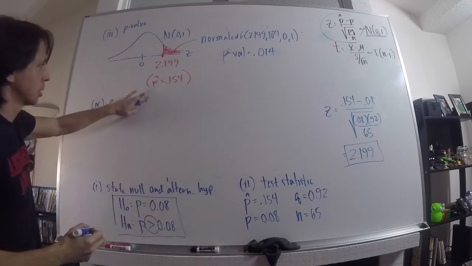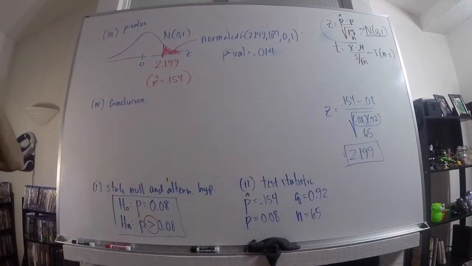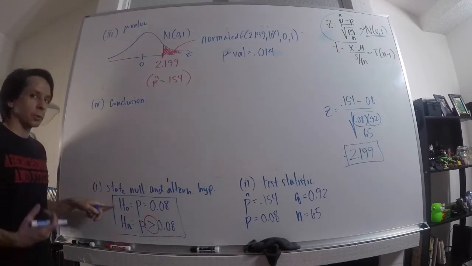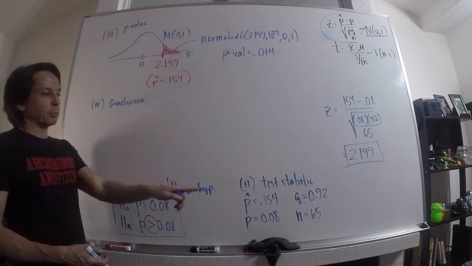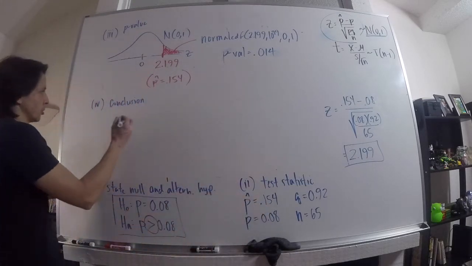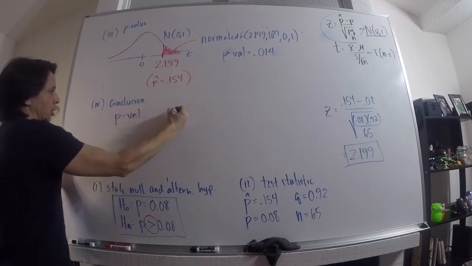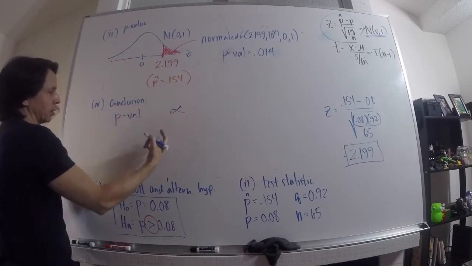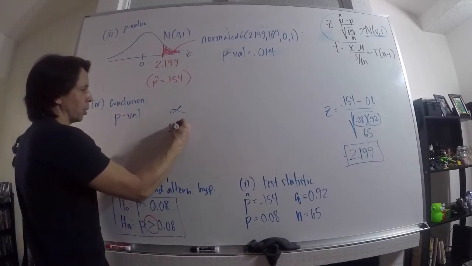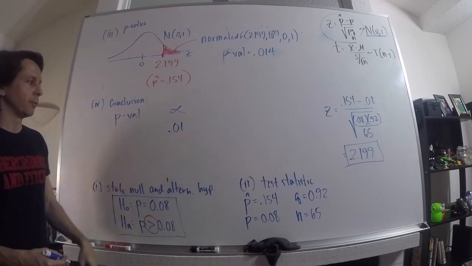Conclusion. Do we believe them or not? Are we rejecting the null or are we not rejecting it? The null is that it's 8%. What do we think? Again, 15.4% is higher than their claim, but is it enough evidence? What we do is we take our p-value, right over there, and compare it to the significance level alpha. It's been erased from the board, but if you recall, it was 1%, not 0.1, 0.01.